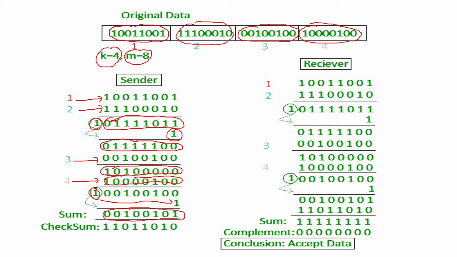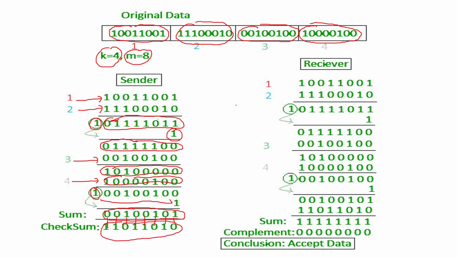Now that sum, you make it one's complement. So 1 will become 0, 0 will become 1, 1 will become 0, 0 will become 1, 0 will become 1, 1 will become 0, 0 will become 1, 0 will become 1. Now this complement is your checksum. This is the checksum that you have got.